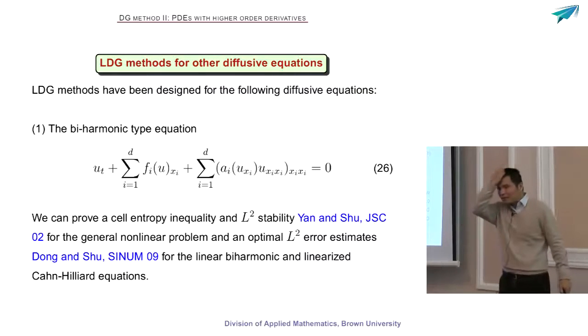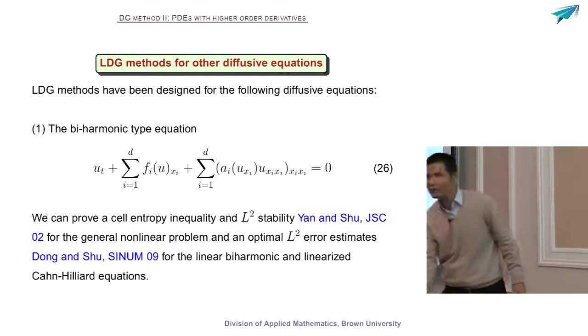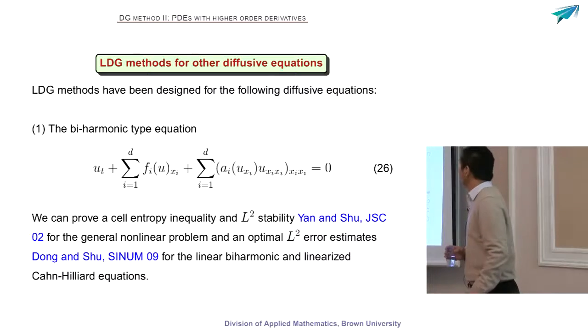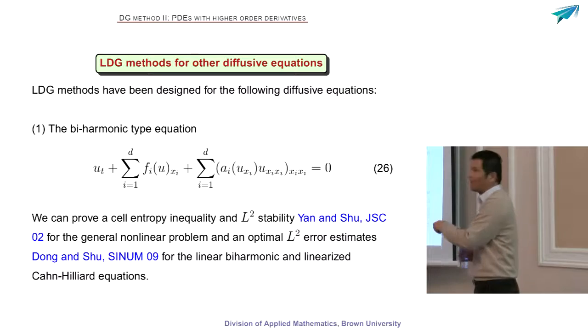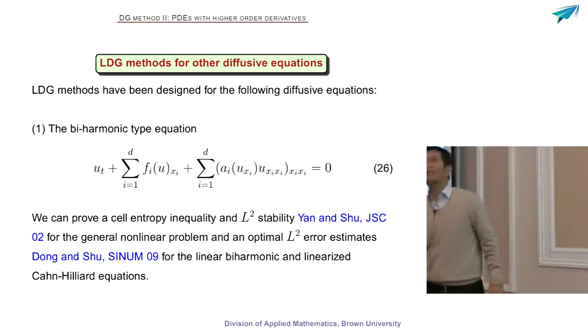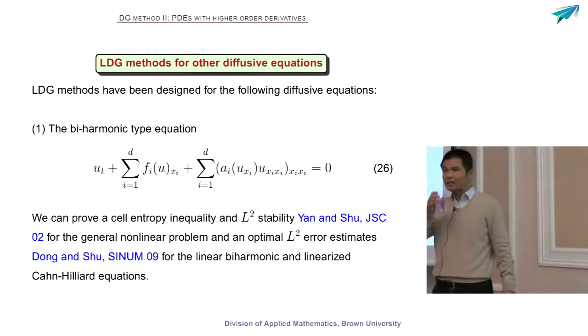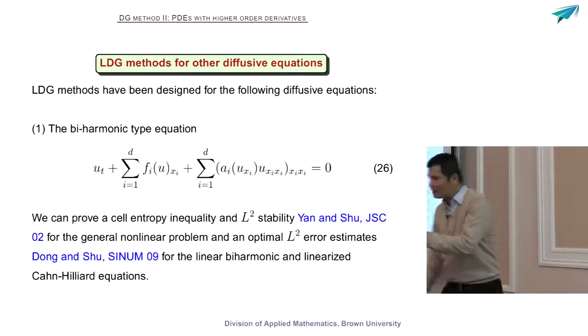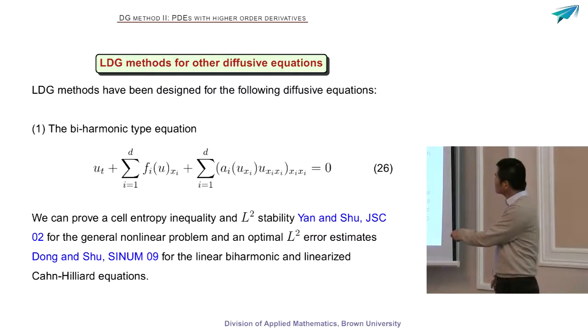Okay, so let me move on to talk about the other diffusive equations. This is a fourth order, so-called biharmonic type equation. Harmonic means second order, like a heat equation, right? Biharmonic means that you have fourth derivatives. You can put the nonlinearity in as well. Here, a is a nonlinear function. So this problem is a nonlinear fourth order PDE.